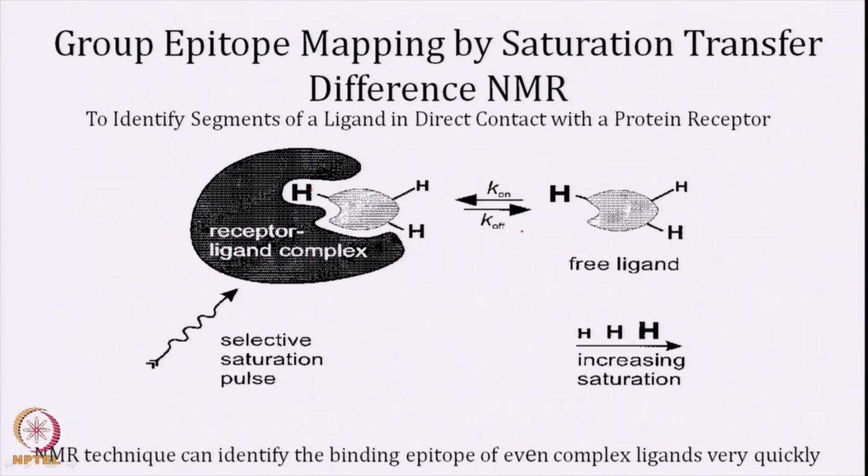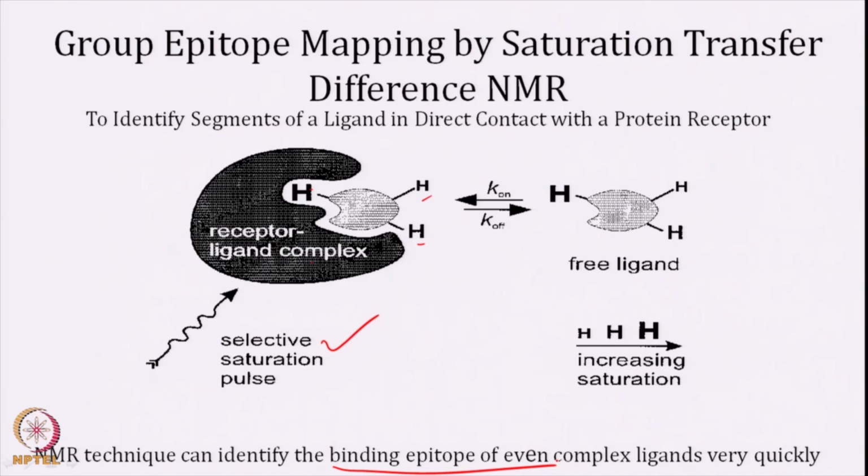So, K and K of is there. So, this is free ligand. Now, we are doing several experiments, increasing the saturation strength. At low saturation only direct contact protons will be shown in STD; if you increase saturation, these will be shown, then with further increase, these will be shown. So, on increasing saturation you can find out how the protons are affected by this transfer, and this can identify the binding epitope even for a complex ligand very quickly.